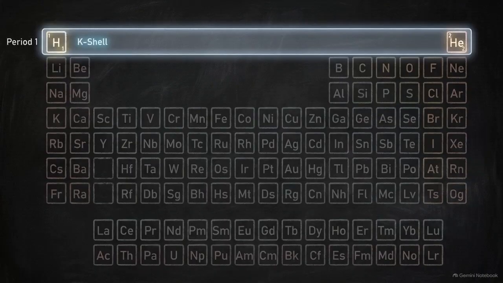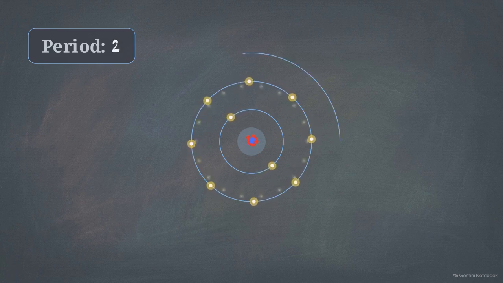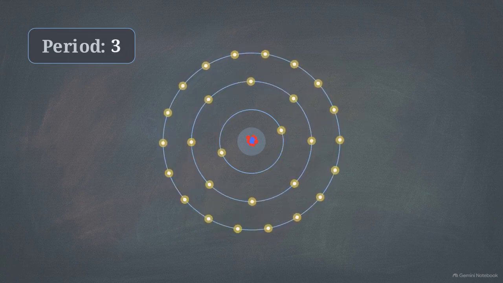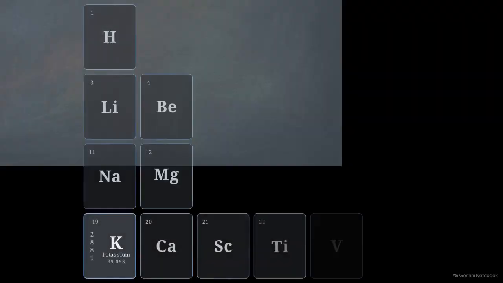The horizontal axis of the map consists of 7 rows called periods. Elements in period 1 have only one main energy shell, the K shell, to hold their electrons. As we move down from period 2 to period 7, every new row indicates that a completely new outer electron shell has been added to the atom. The table lists this growth numerically.